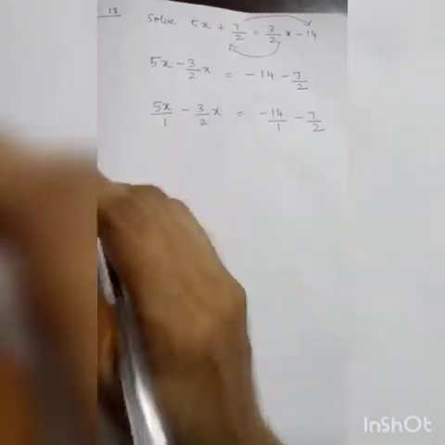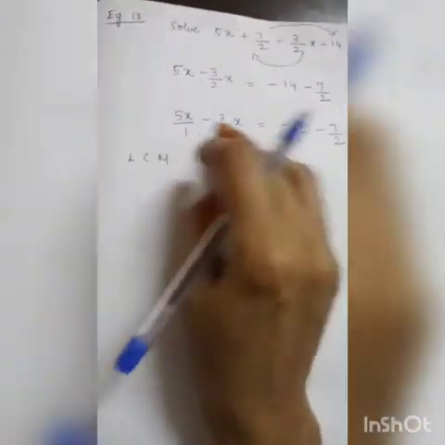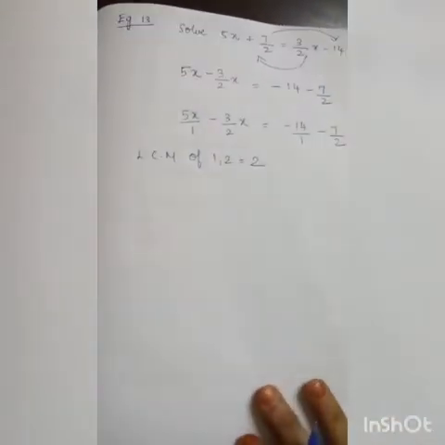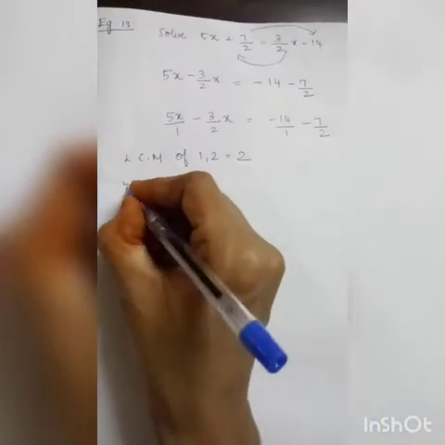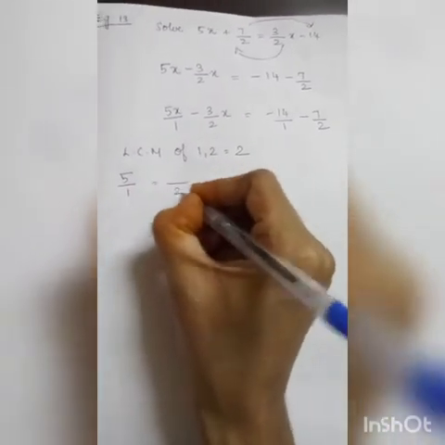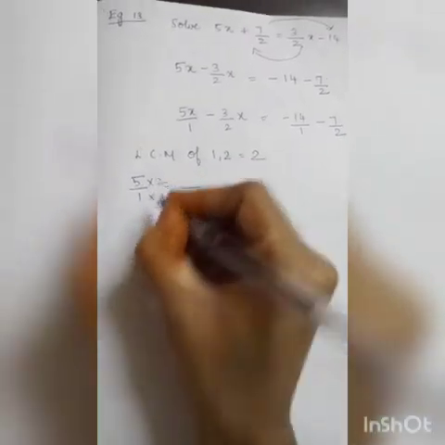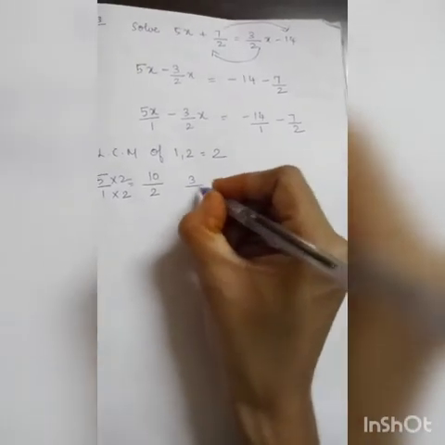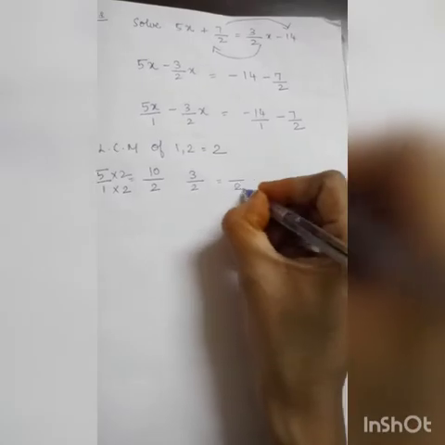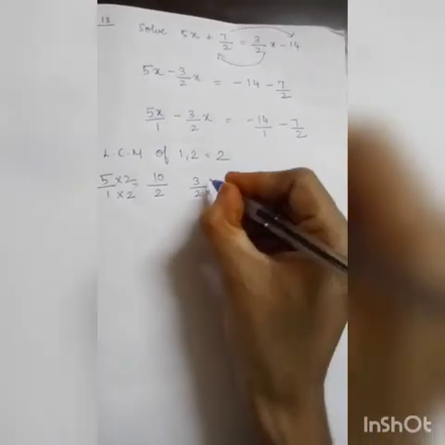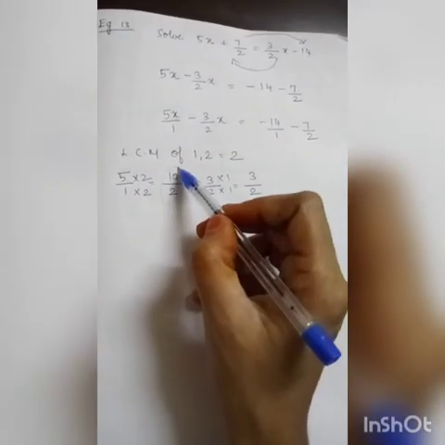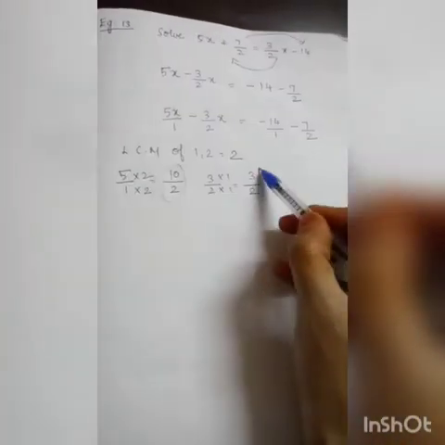Now we are going to take the LCM of 1 and 2, because the denominators are different. LCM of 1, 2 is 2. So all our denominators should be 2. So 5 by 1 will become: 1 2s are 2, 5 2s are 10. So 5 by 1 will become 10 by 2. Now 3 by 2: I want my denominator as 2, so 2 into 1 is 2, 3 into 1 is 3. So instead of 5 by 1 it will become 10 by 2, and instead of 3 by 2 it will stay 3 by 2.